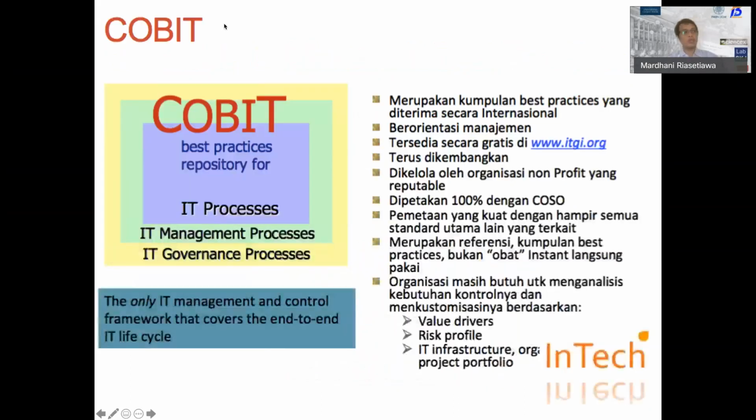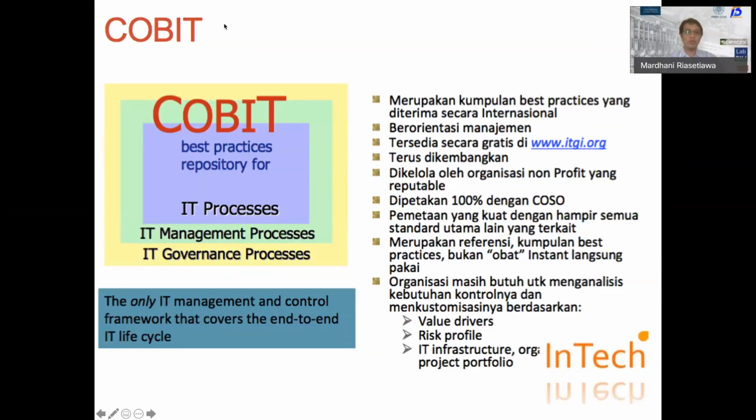Actually, COBIT consists of best practices in the implementation and operation of information technology and information systems. The main focus of COBIT is on three layers. The first layer is IT processes. This consists of several processes or operating procedures that we need to follow when we operate and implement information technology.